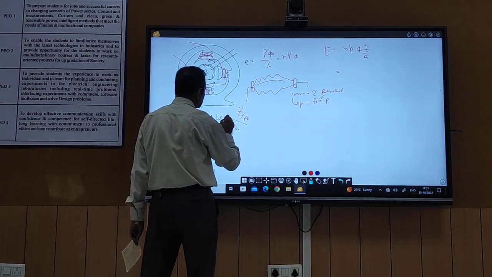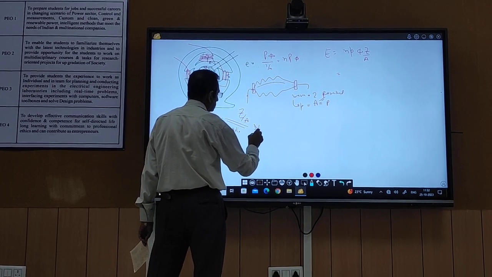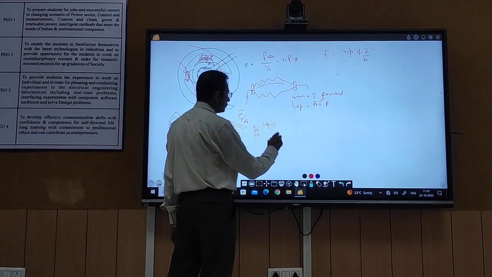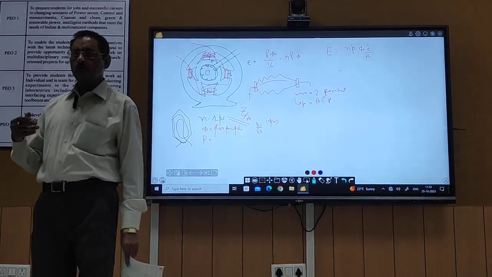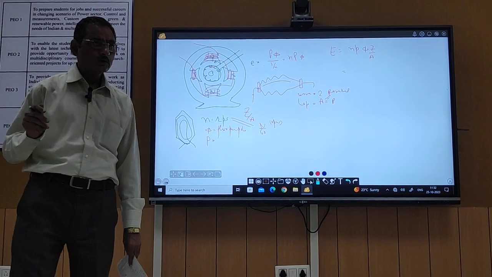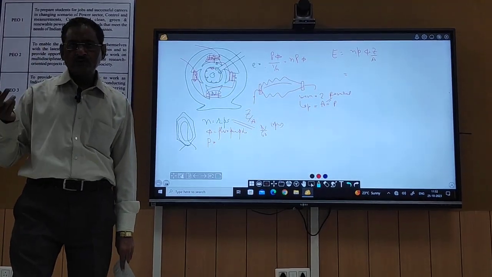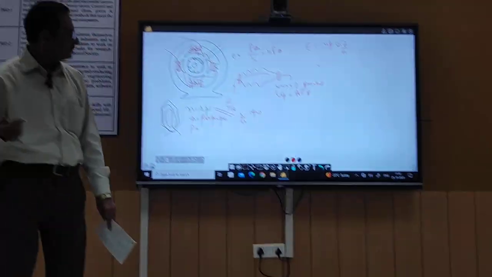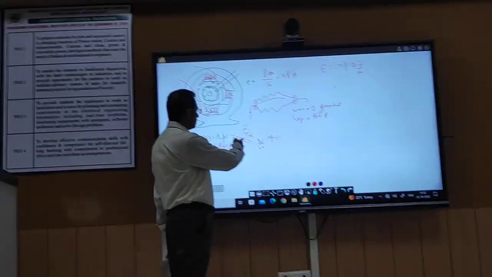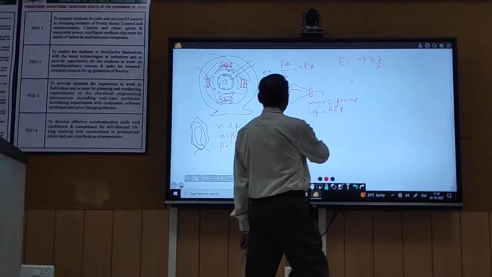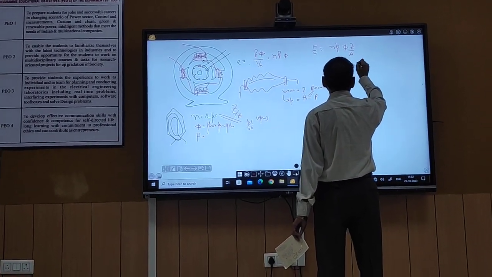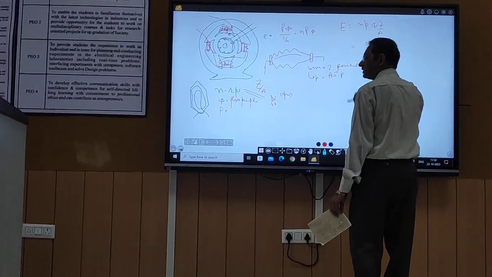Sometimes this n is written as capital N by 60, where capital N is the rotation per minute. This is the RPM. In practical sense, it is given in rotations per minute. In the laboratory classes, you might have seen RPM written on the machine, not rotation per second. So the formula is E equals N by 60 P phi Z by A, where capital N is the RPM.